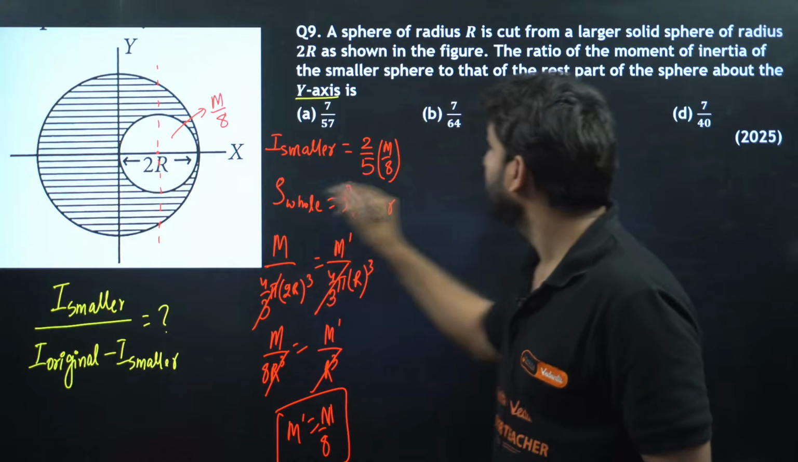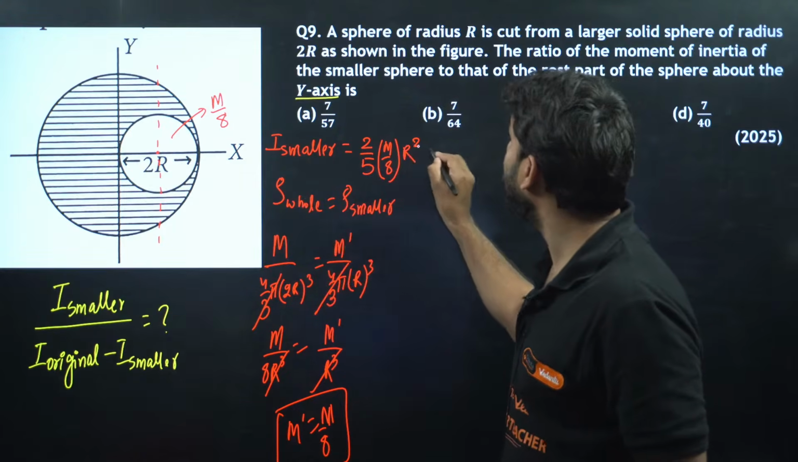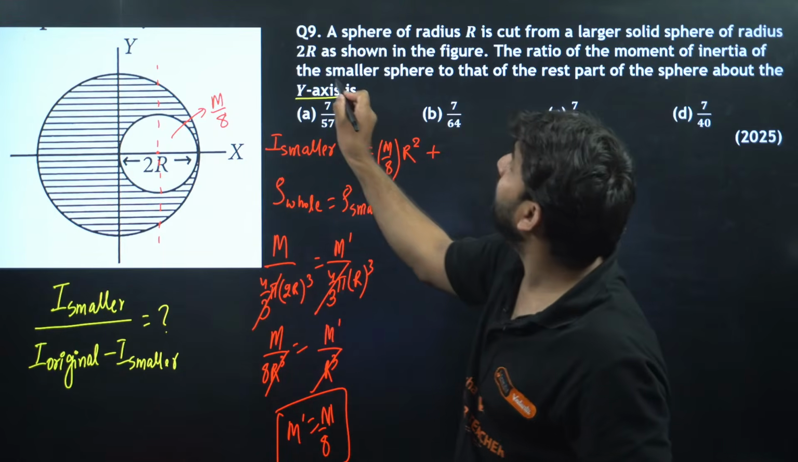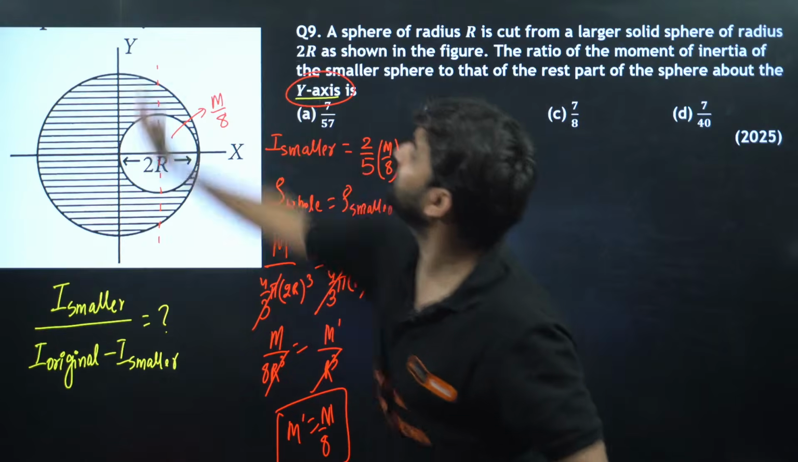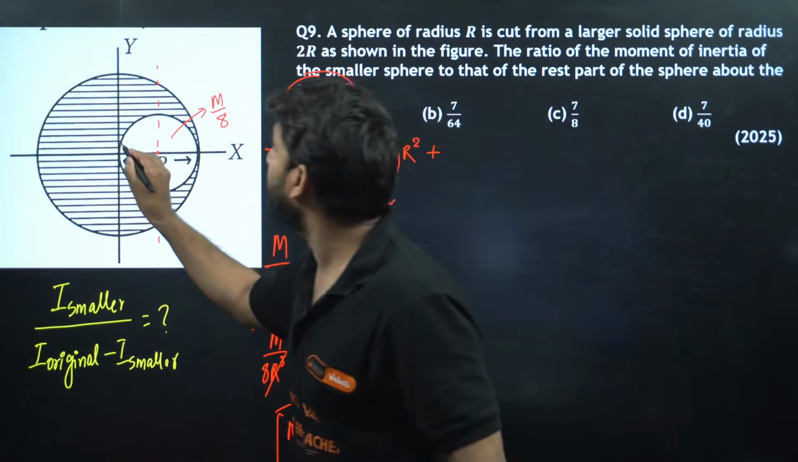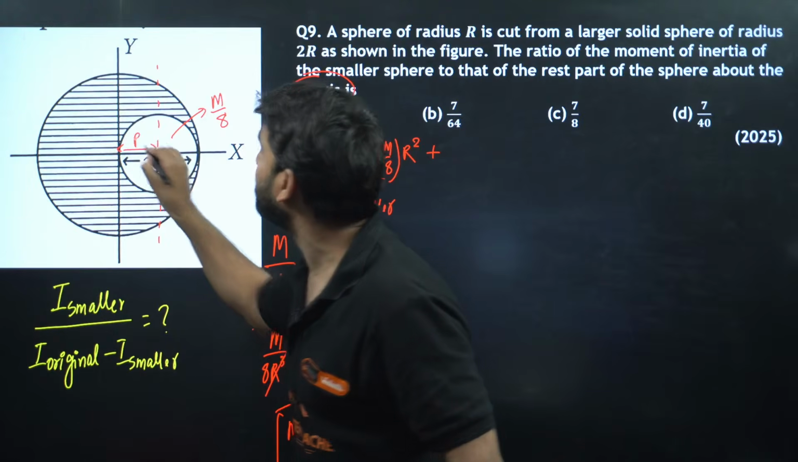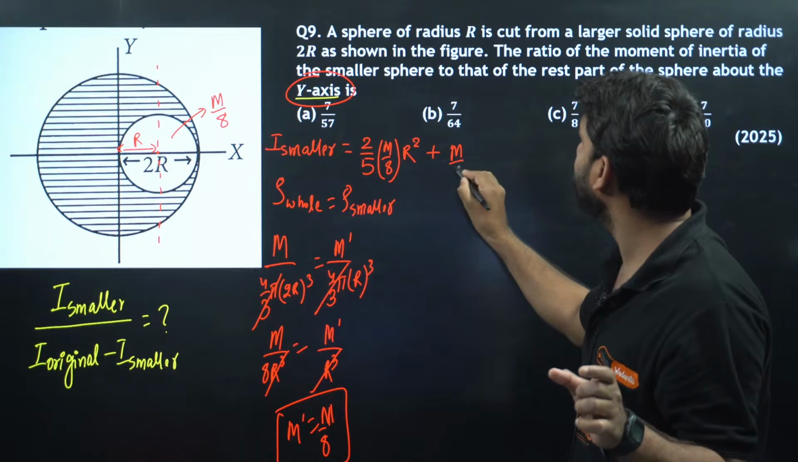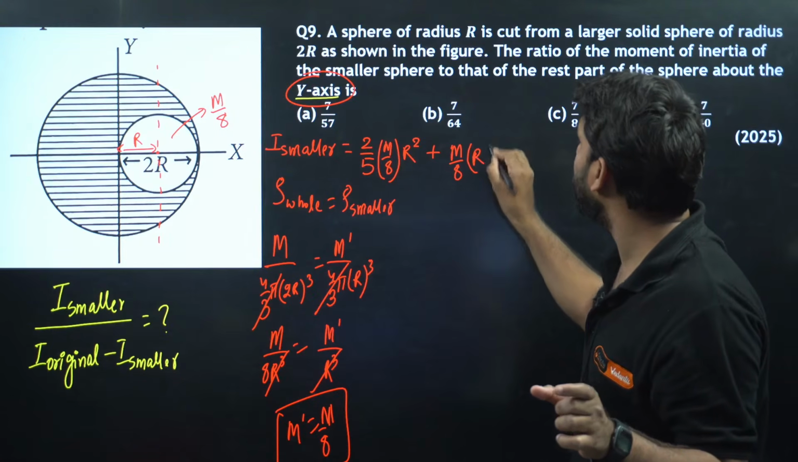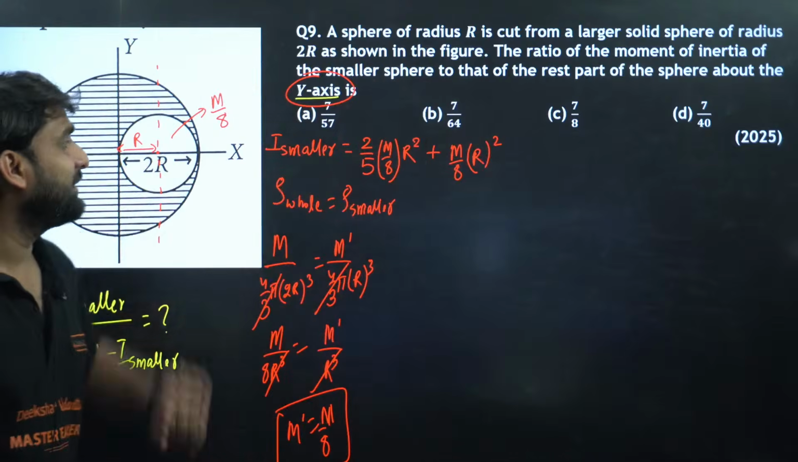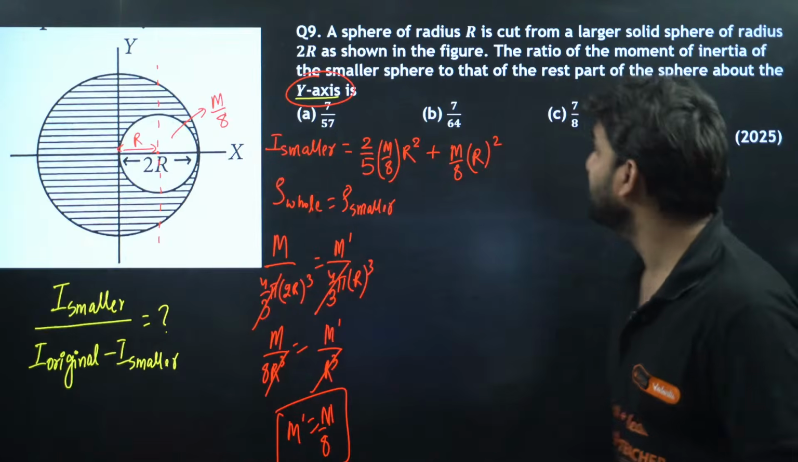r square, 2r is the diameter, so this is plus, because we want to calculate here moment of inertia along this y-axis, right? So what will be the distance from y-axis? This will be the distance from y-axis r, so that moment of inertia will also be added there. So m by 8, and this is r square. You know parallel axis theorem, so we have applied here parallel axis theorem. So can we please solve this?